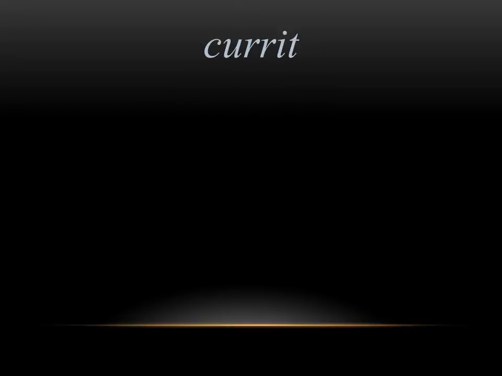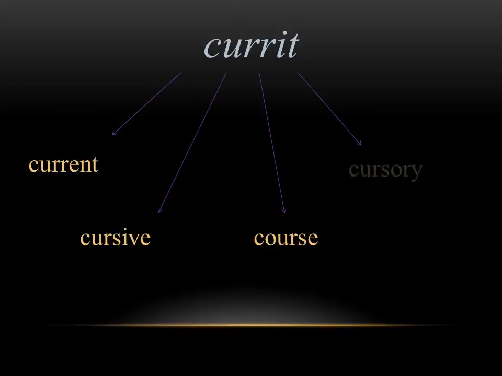Currit is a Latin verb that gives us English words like current, cursive, course, and cursory. And it's a verb that means he or she runs. And if you think about it, cursive is a style of handwriting that is faster than another form, and it has to do with moving quickly. Likewise, if you give someone a cursory glance, it means that you're looking at them really quickly and then moving on. So all four of these words have that root of running or moving quickly in them.